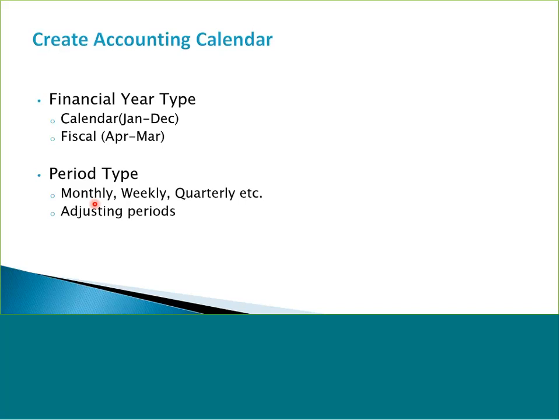So when you have a financial year with 12 periods, you can add an adjusting period at the end, and that will make it 13 periods. And we will see how we can do this in the system.